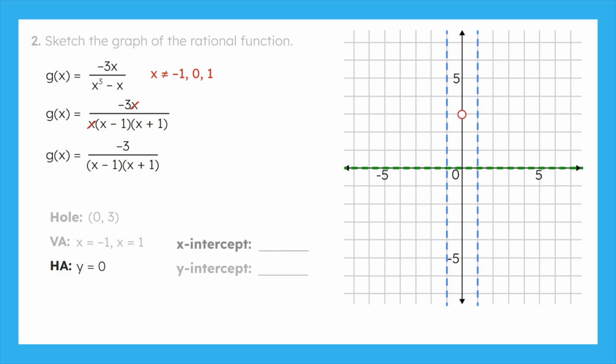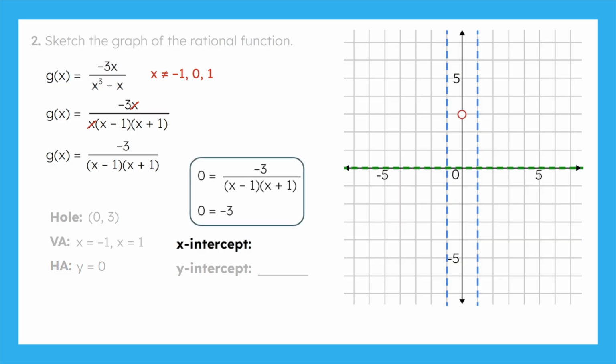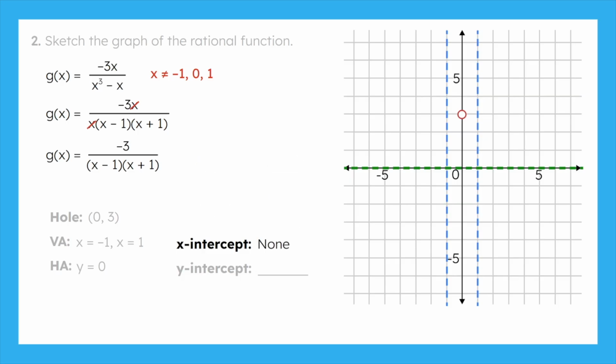Next is our x-intercept, where y equals 0. When we set the function equal to 0 and solve, we get no solution. For a rational function to equal 0, the numerator must equal 0, while the denominator is not 0. But after simplifying, the numerator is a constant, so there is no x-intercept. And we already found that there is a hole at the y-intercept, meaning the point makes our original function undefined. So we just say that there is no y-intercept.